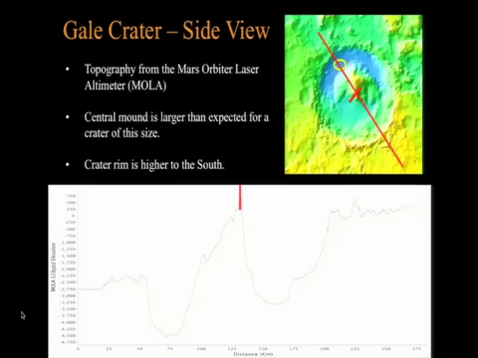Now this is not what we'd expect for a crater of this size on Mars. We'd expect the rim to be above the central peak, at least by a little bit. But in Gale's case, the mound is a lot higher than the crater rim. You can also notice that the southern crater rim of Gale Crater is higher than the northern rim. And this is due to its location on Mars.